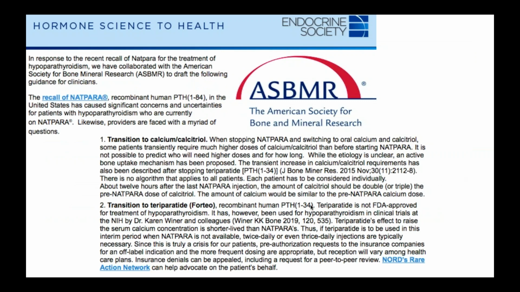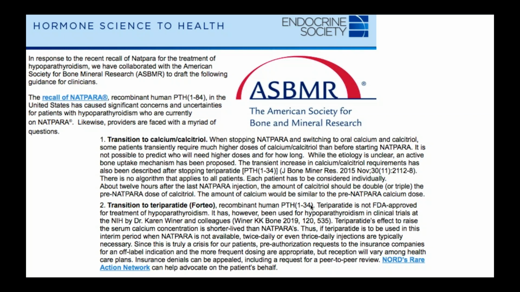And we recognize that when patients have been started on PTH therapy, there is an increase in bone remodeling. And so patients' requirements for calcium and calcitriol when they stop PTH 1 to 84 may be 2 to 3 times what they were prior to starting PTH 1 to 84. So it's important that we recognize that. And when we switch to calcium and calcitriol, we increase the dose, double the dose, and monitor these patients very closely. We don't want them to become hypocalcemic.